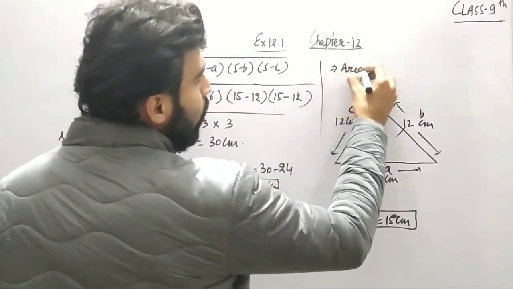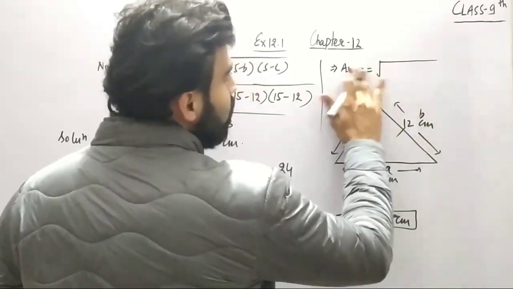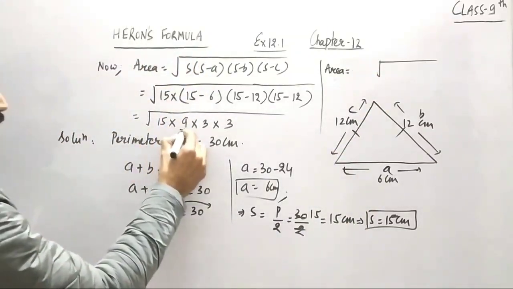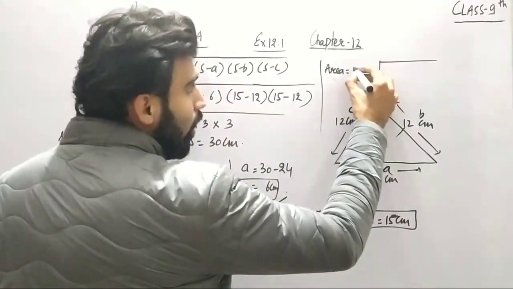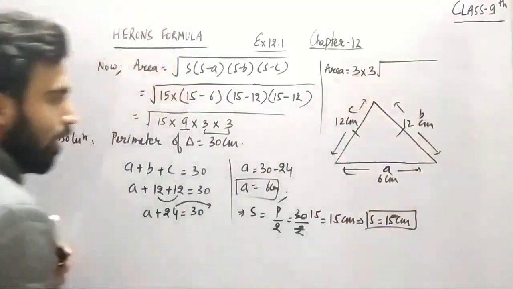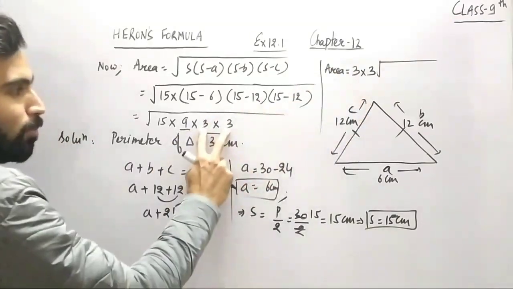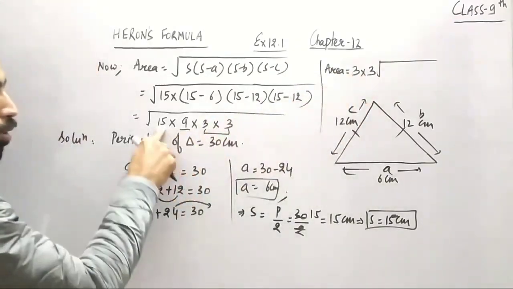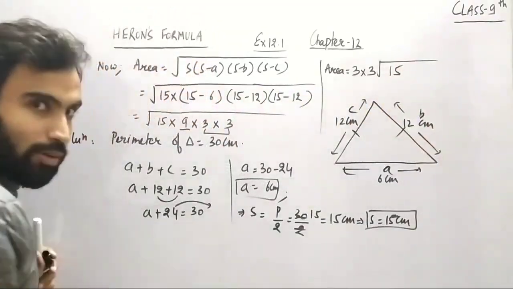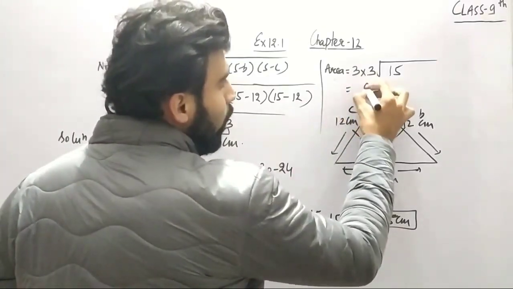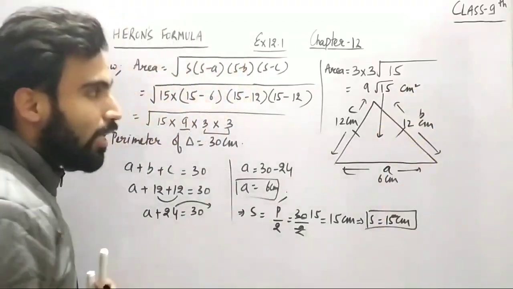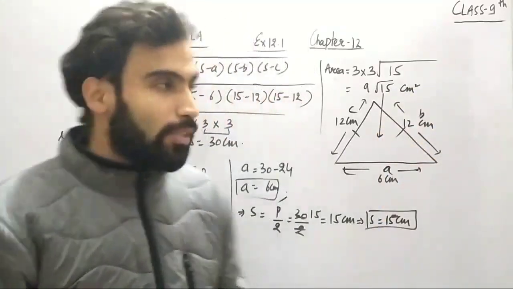So the area now will be under root. यहाँ पे हमें सबसे पहले क्या बनाने हैं? Pairs बनाने हैं. So let me first get some space here. अब आप देख सकते हैं under root 9 तो क्या होता है? 3 होता है, right? So that will come outside. Now एक 3 का pair बनेगा. So that 3 will also come outside. Now talking about this 15, you can see it can be written as it is, right? So you can see 3 into 3, that will be 9, then root 15, right? Centimeter square. So this is going to be the area of this isosceles triangle.